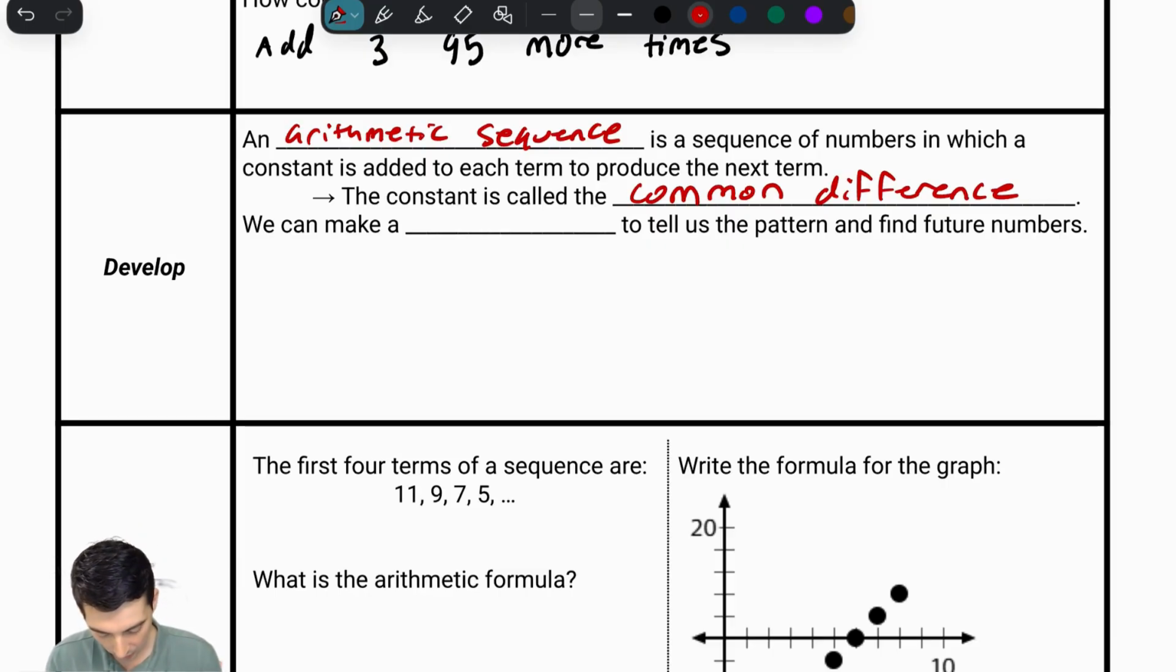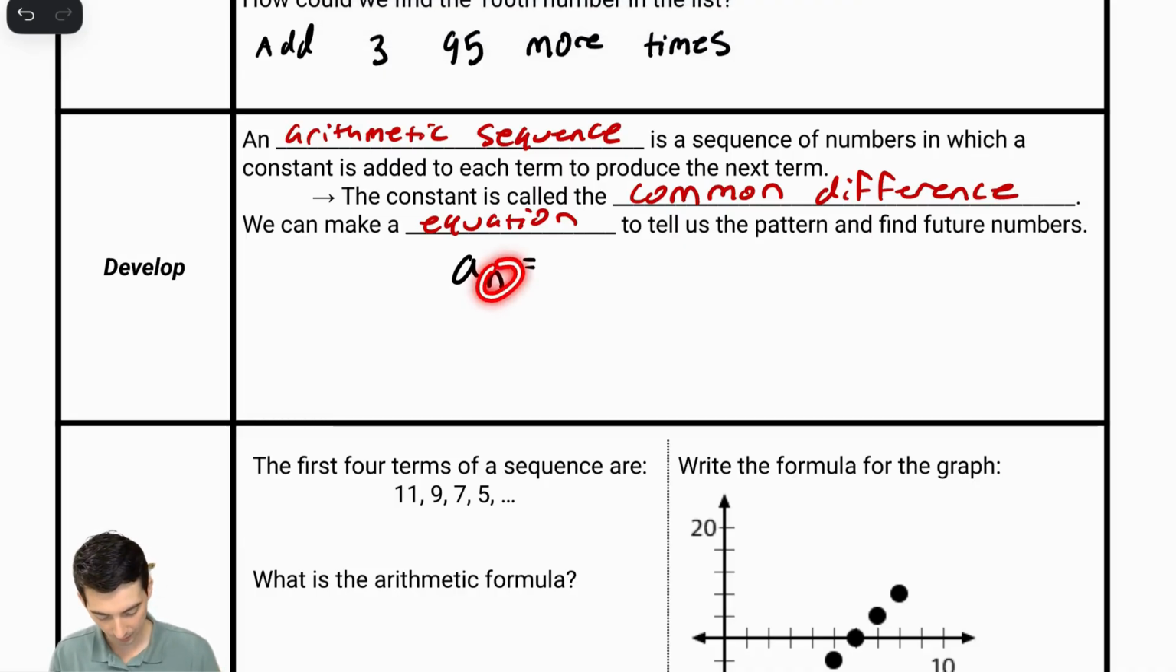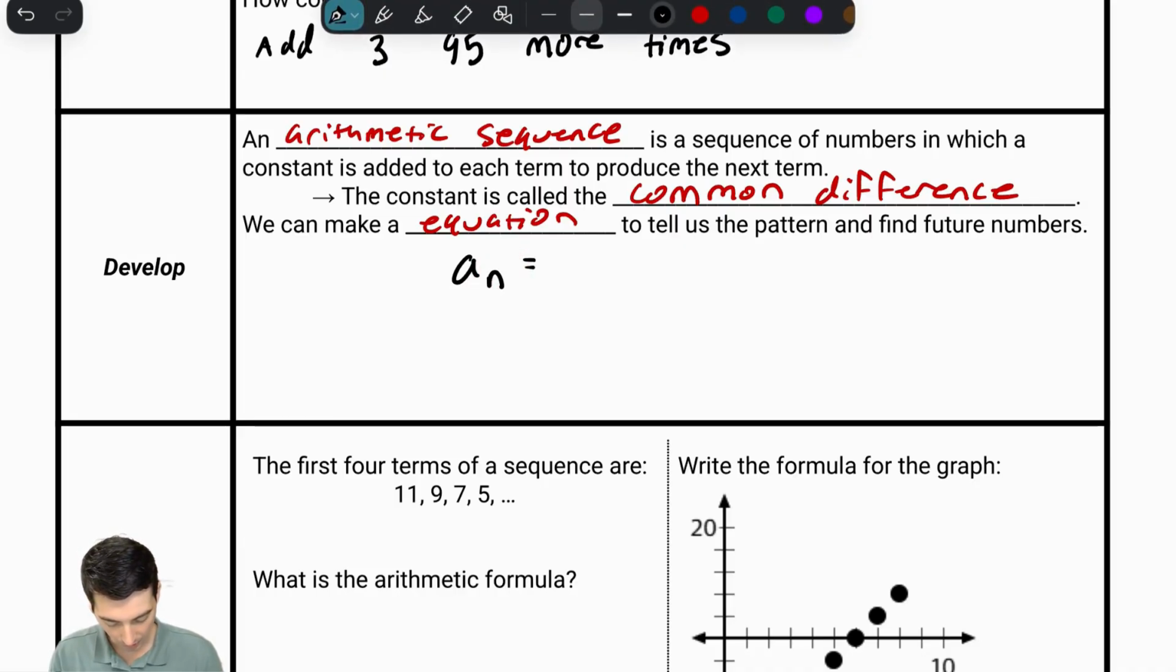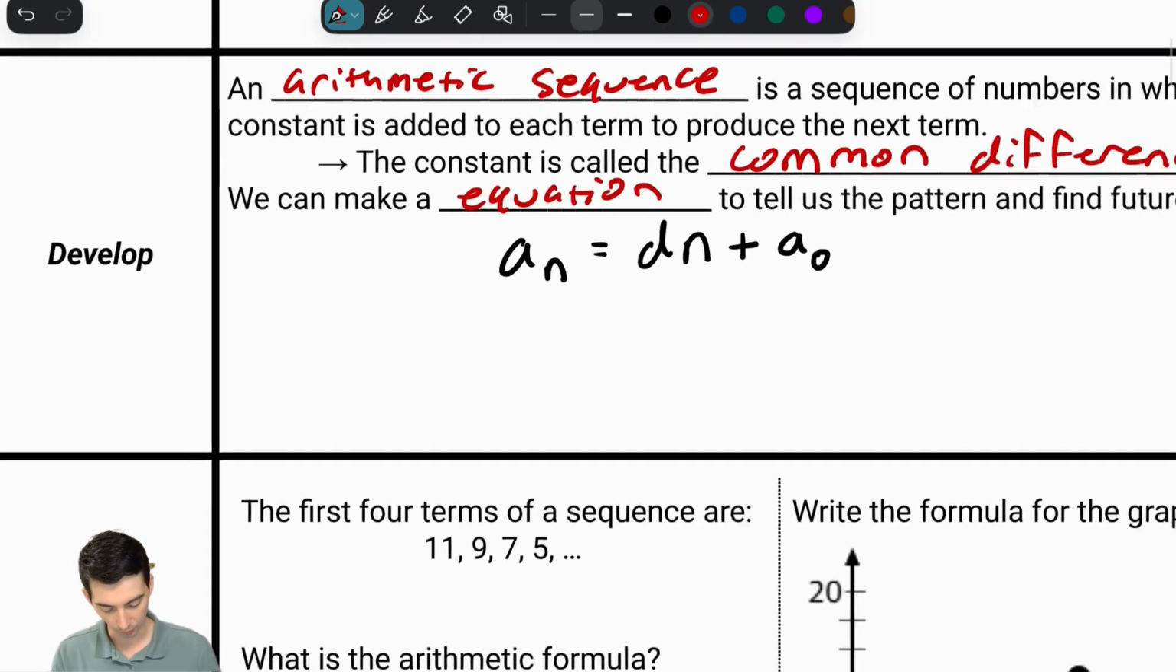We can make an equation to tell us the pattern to find future numbers. So let's build that out. It's going to be a sub n, where n is the smaller number down at the bottom, equal to whatever that common difference is, times n, which is going to be our number of terms, plus a0. So what does all this stand for?